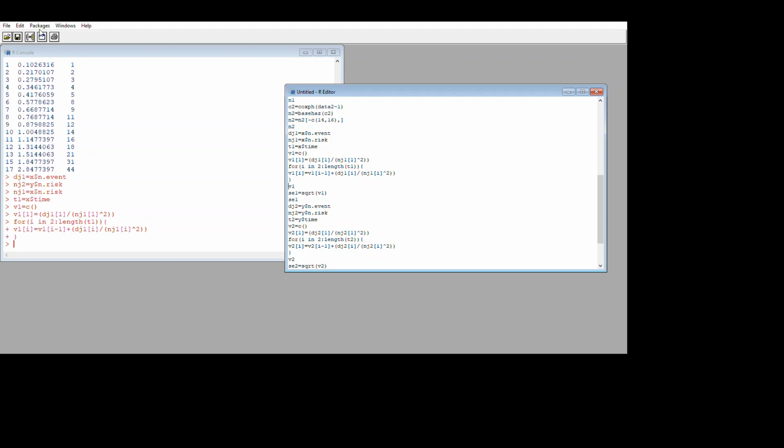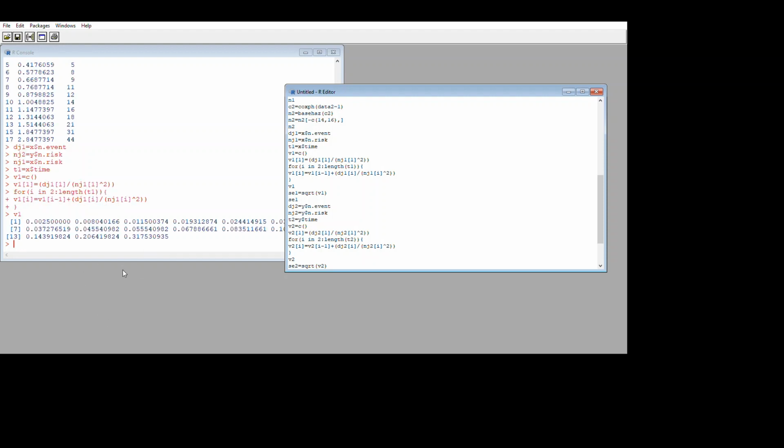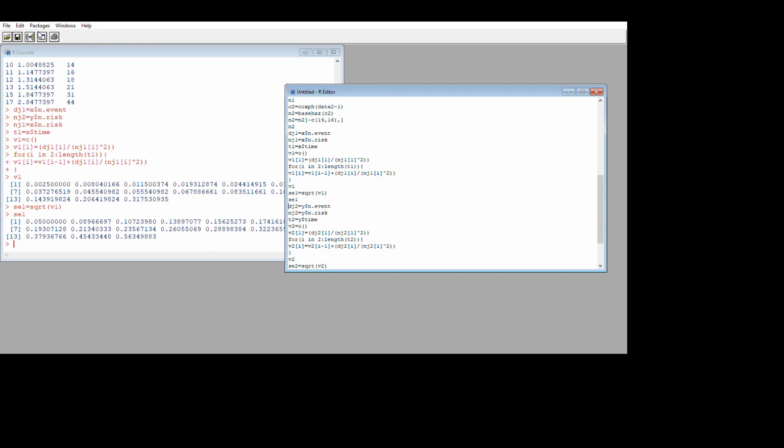Now we can call v1. These are the estimates of the variance of the Nelson-Aalen estimate. Now the question is to find the standard error, so we take the square root of v1 and calling SE1, we get the standard errors of the Nelson-Aalen estimate. The same thing is done for treatment B.